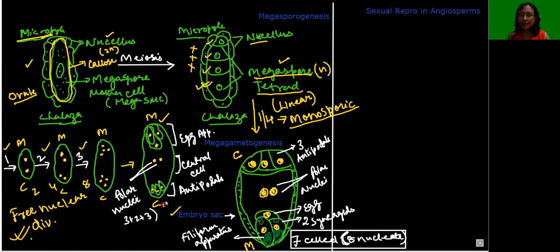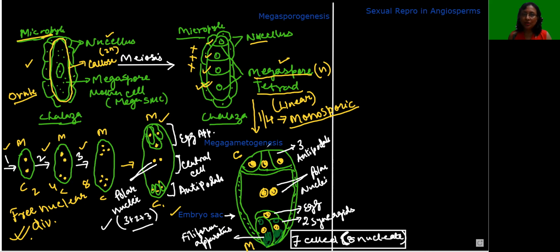Whereas at the chalaza, there are again 3 cells, and these 3 cells are called antipodals. This arrangement is often called 3 + 2 + 3. In terms of nuclei, 3 towards the micropyle, 2 in the center, and 3 at the chalaza. So this arrangement of nuclei is called 3 + 2 + 3.